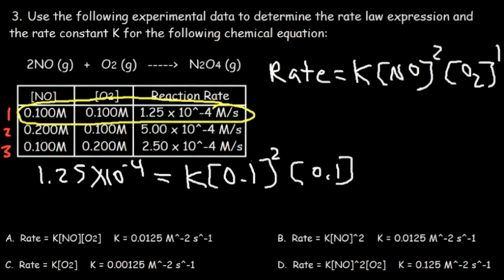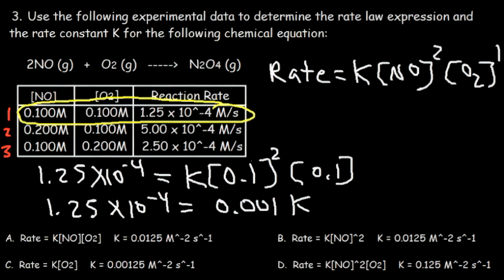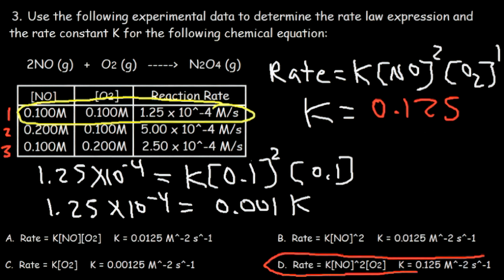So 0.1 squared times 0.1, that's equal to 0.001 times K. So we need to divide both sides by 0.001. So 1.25 times 10 to the minus 4 divided by 0.001 is equal to 0.125, which we could see D is the correct answer. It has the correct rate law expression and the correct value for K. So that's it. That's all you got to do for this problem.